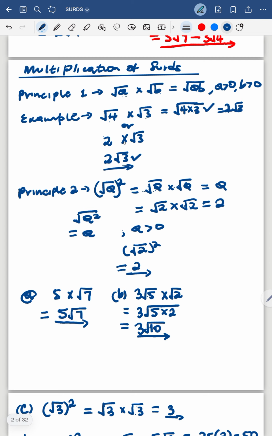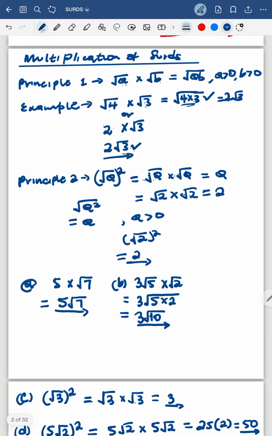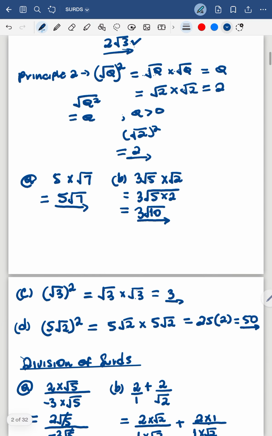I made an example here. How does this happen? This root 4 is a perfect square, so its square root is 2, but this 3 doesn't have a square root, so it stays root 3. Then 2 multiplied by root 3 is going to be 2 root 3. If you put this inside the calculator, you're going to have this. That's how it's done. Then the rest you follow.